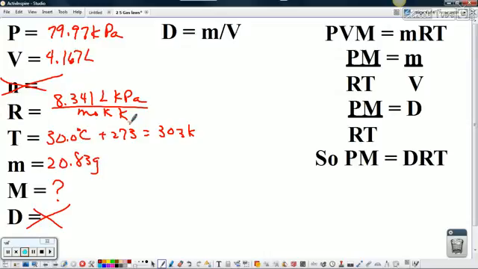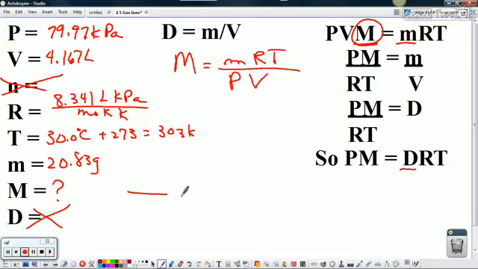Now, which formula am I going to use? I have a formula that has a D in it, a formula that has M's in it, and a formula that has an N in it. Which one do I use? The one that has the M's in it. Which M am I solving for? The big M. So circle it, divide both sides by PV, so capital M is equal to little m RT divided by PV. Draw a nice long line.